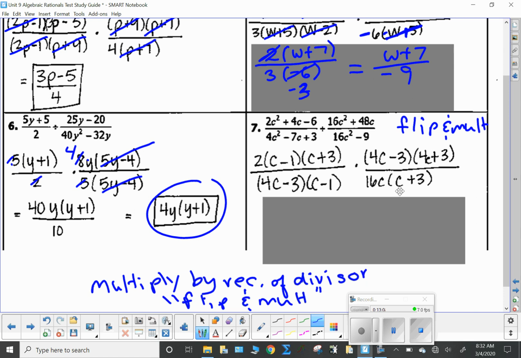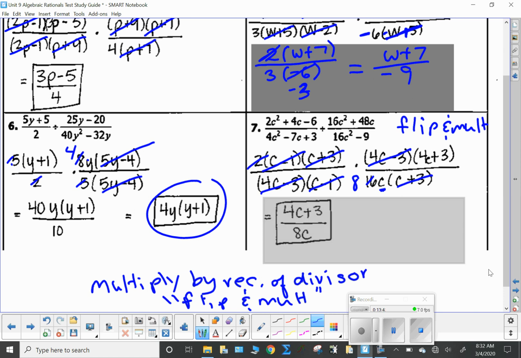Now, I've got a c plus 3 and a c plus 3. A 4c minus 3, 4c minus 3. A c minus 1 and a c minus 1. 2, and this becomes 8. Now this is where you have to be careful. This is 8c. Don't lose this guy right here. And this is 4c plus 3. This c will not cancel with that c. This 8 will not cancel with that 4. You can't do that. This up here, 4c plus 3, is one whole expression. So now you wind up with the 4c plus 3 all over 8c. And you are done. Okay.